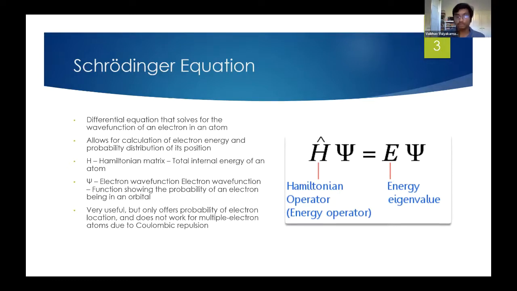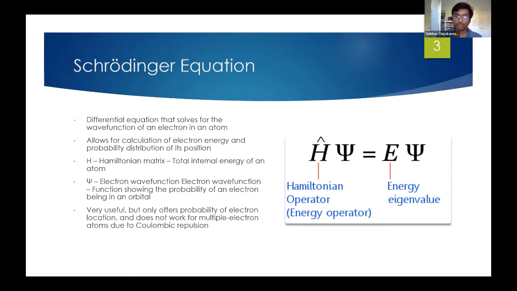Now, this is an extremely useful equation, but it doesn't offer a very concrete position of where the electron may be, because we found out that's impossible. It gives a probability of where the electron may be. And we also find out that this only works for hydrogen atoms and hydrogen-like ions, so like helium plus, lithium 2 plus, and all of that.